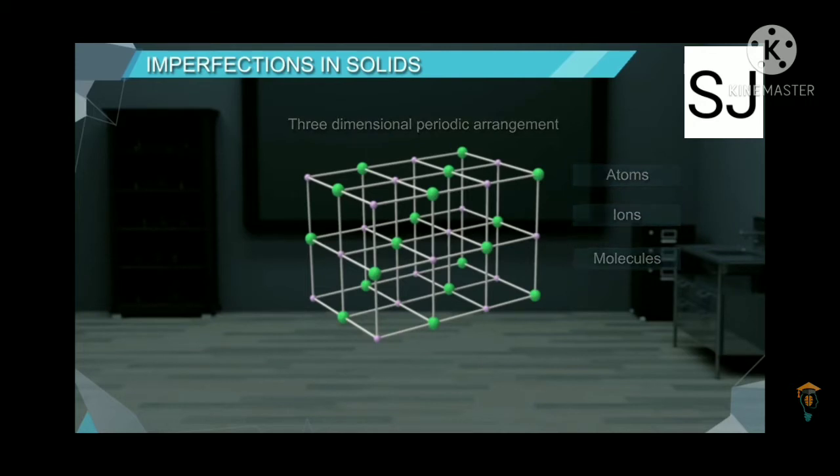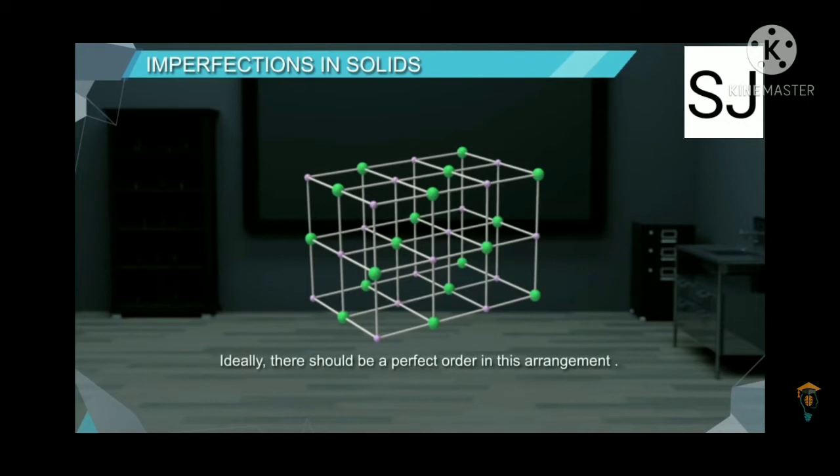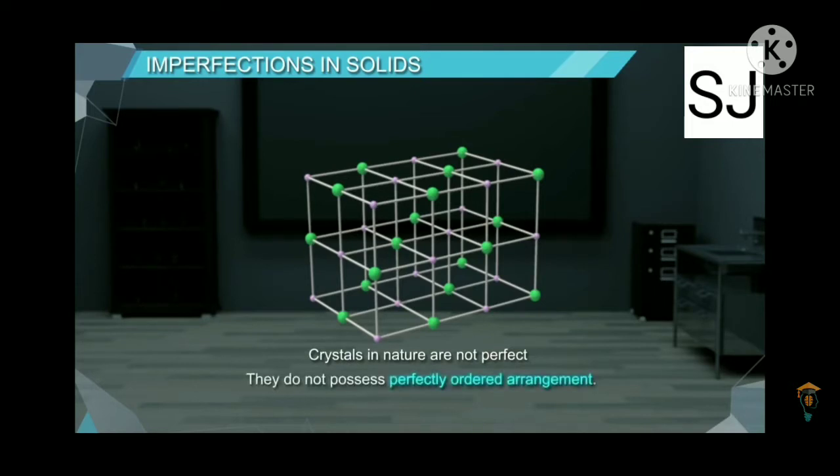Fine, beta. So it looks like this type of structure. Ideally, there should be a perfect order in this arrangement. But as the temperature increases, the crystal starts deviating from the perfectly ordered arrangement. So it means the crystals in nature are not perfect. They do not possess a perfectly ordered arrangement. Any deviation from the perfectly ordered arrangement constitutes a defect or imperfection.